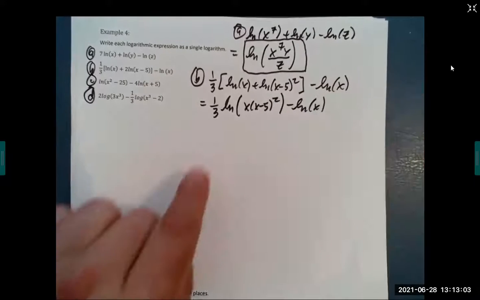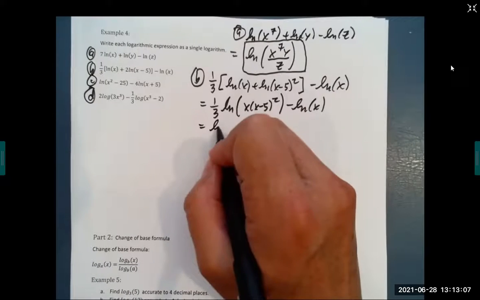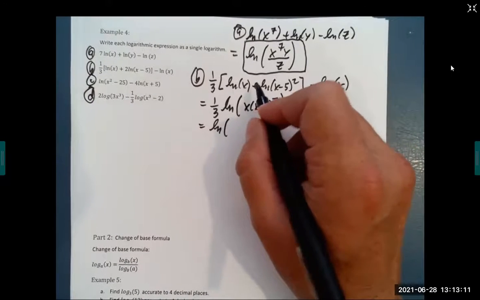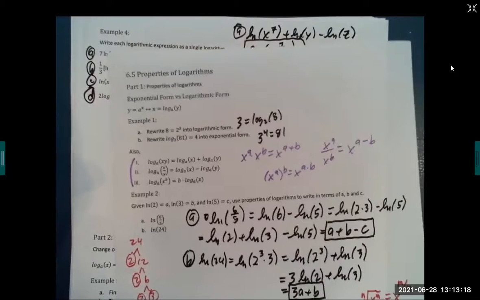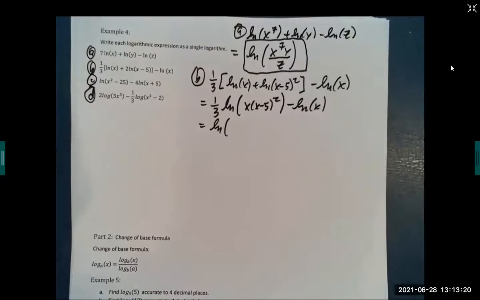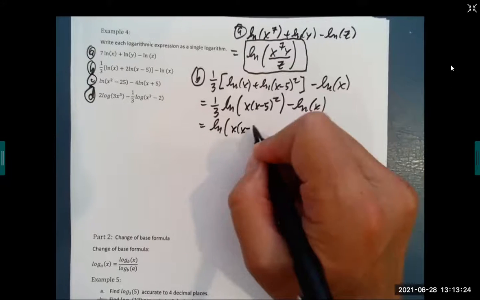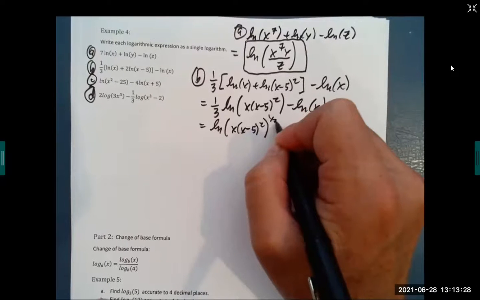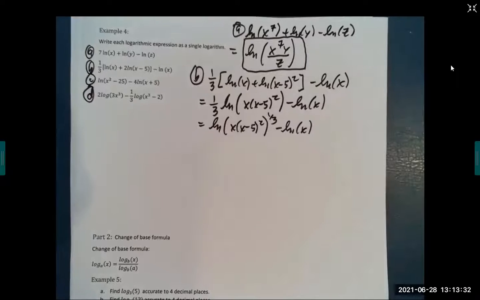And the 1/3 in front becomes the exponent. I didn't say, but because I'm adding here, rule number 1 says I can turn it into multiply. So adding means I can turn it into multiply. So this is going to be ln of x times x minus 5 squared, all raised to the 1/3 power, minus ln of x. And I'm going to take it even a step further.